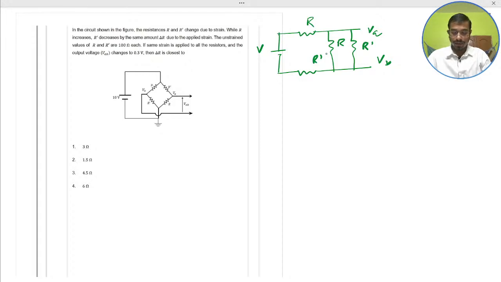So you should calculate the VA, which would be what? 10 divided by R plus R dash, into R. Calculate the VB, that is 10 divided by R plus R dash, into R dash. So now you just calculate the del R.